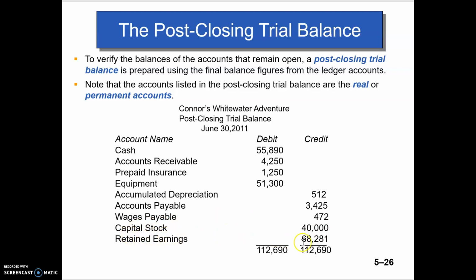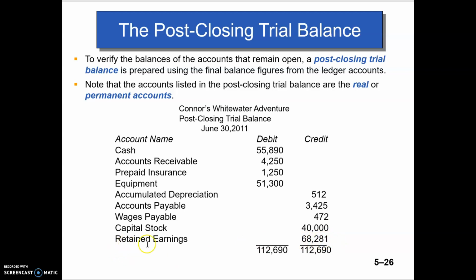Retained earnings, this will not be the amount from your adjusted trial balance because this amount did change during closing. The amount shown for retained earnings on your adjusted trial balance is your beginning retained earnings. So when you're doing your statement of retained earnings, your beginning balance, you pull from your adjusted trial balance. You add your net income, you subtract your dividends, and that ending retained earnings number is going to be the amount that you show on your post-closing trial balance.